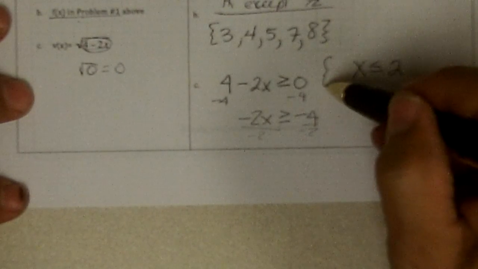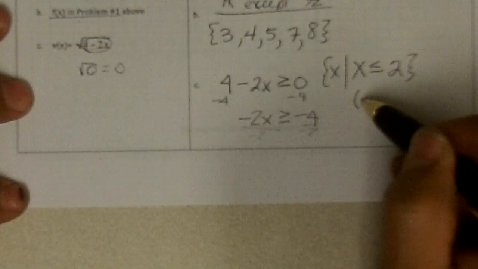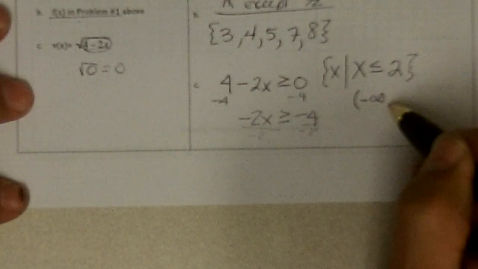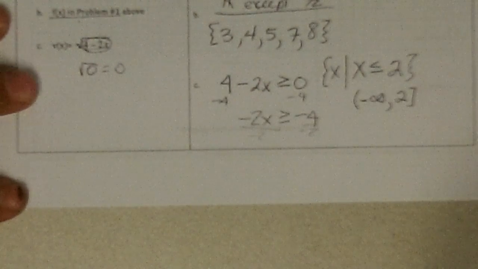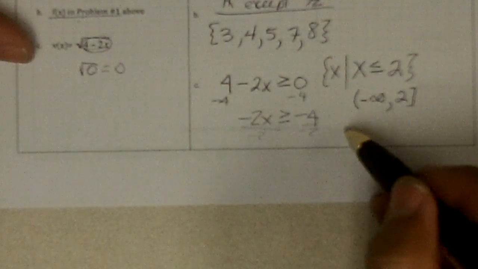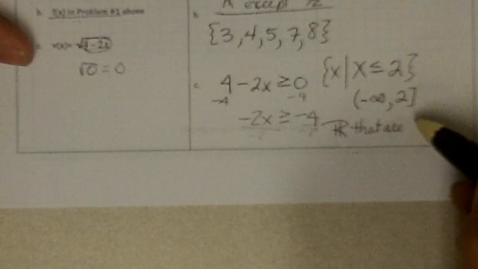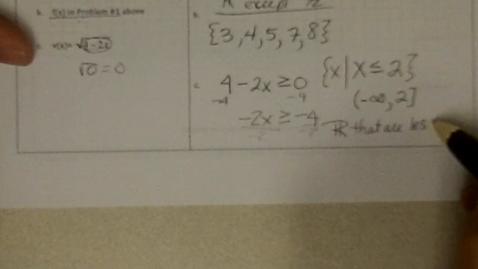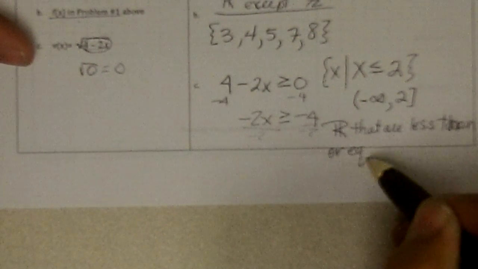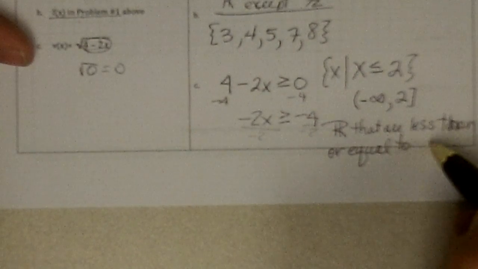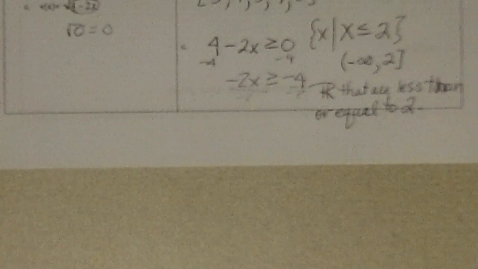Now I can write that in set notation. I can write it in interval notation. Less than or equal to 2 is negative infinity up to 2, including the 2. Or I could say all reals that are less than or equal to 2. That's the 3 different ways you could answer that one.